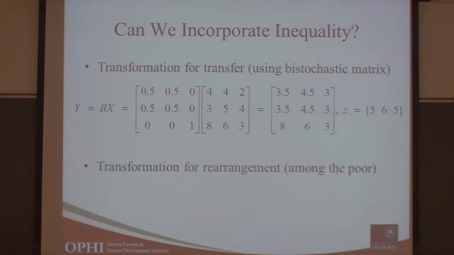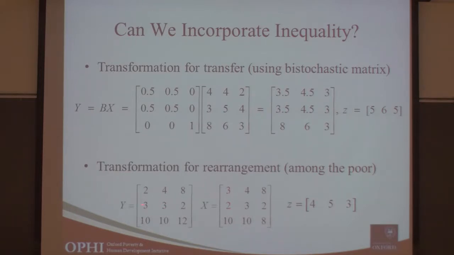The next kind of thing is rearrangement. What is rearrangement? Consider this matrix Y. This person is definitely non-poor, right? Compared with the deprivation cutoff, it's not poor in any dimension. However, these two persons may be identified as poor, because this person is deprived in two dimensions. This person is deprived in all dimensions.